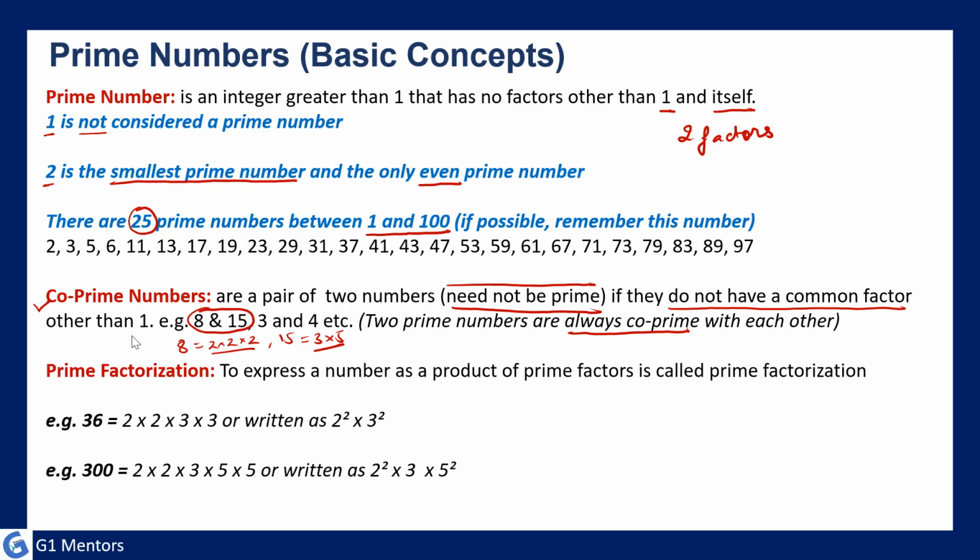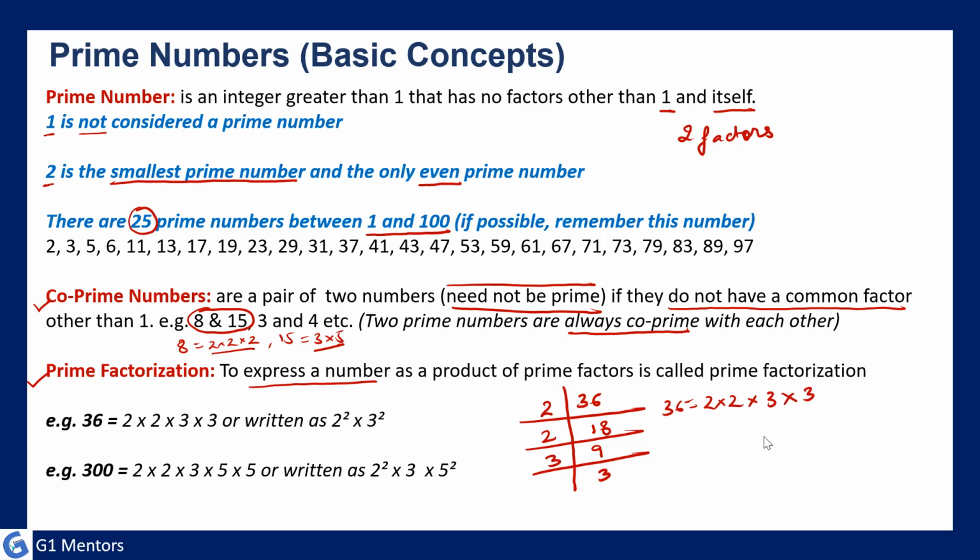Next important thing is prime factorization, which is a very simple thing. Prime factorization is nothing but to express a number as a product of prime factors. For example, let's take 36. If we have to divide it into prime factors, first we divide it by 2, we get 18. Then we again divide by 2, we get 9. Then we divide by 3, we get 3. So 36 can be written as 2 into 2 into 3 into 3.